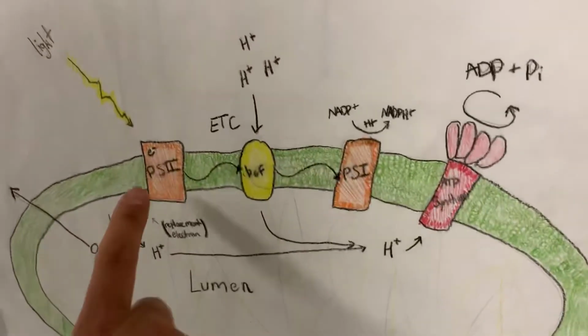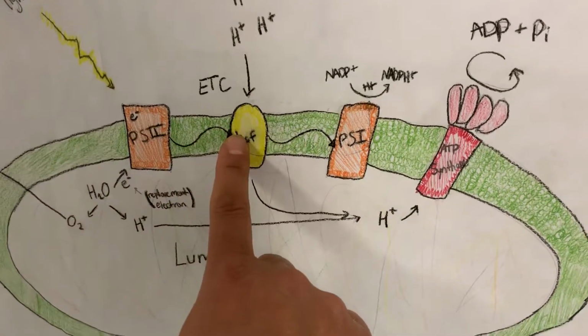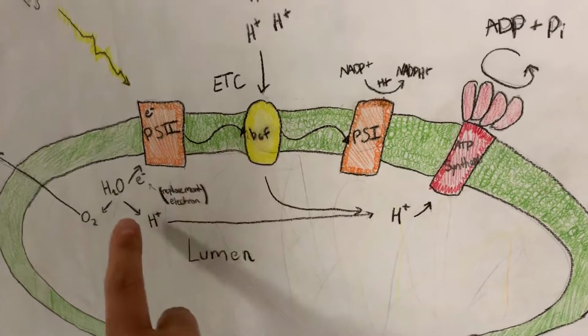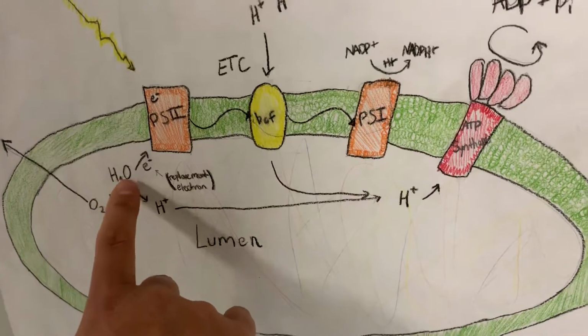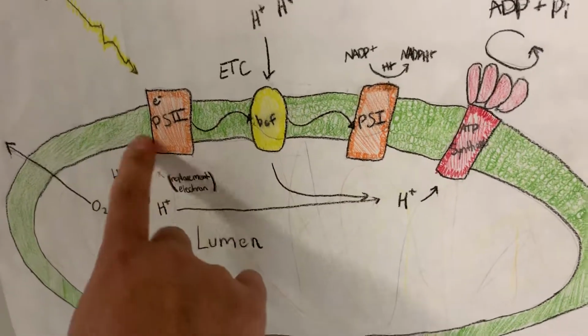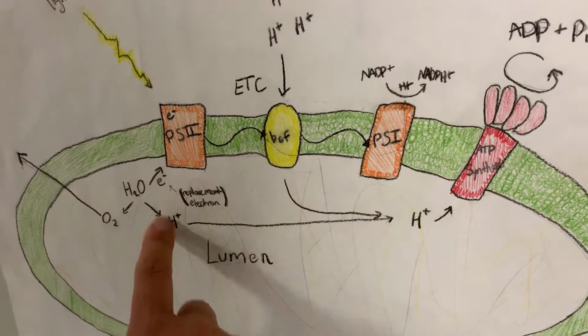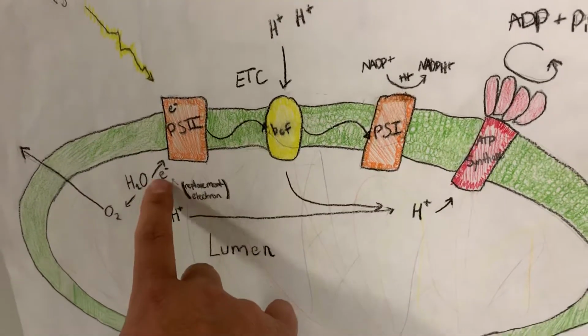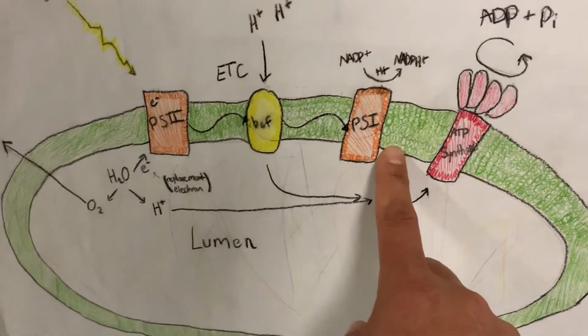But meanwhile, back here in photosystem 2, because we lost an electron, we need to replace it. And that replacement electron is going to come from water. So water is split. There's an enzyme that sits here, and it splits that water into oxygen, hydrogen, and an electron. And that electron replaces this lost electron and keeps the system going.